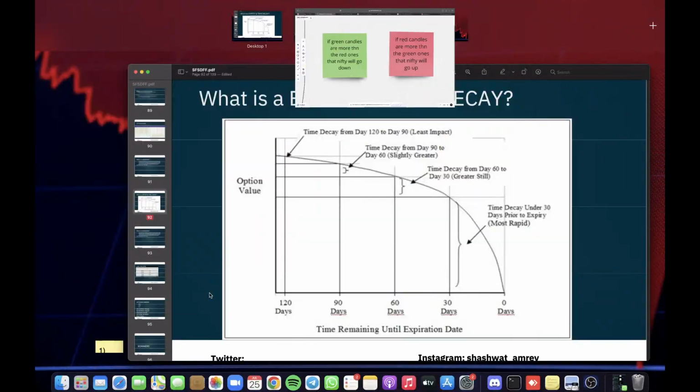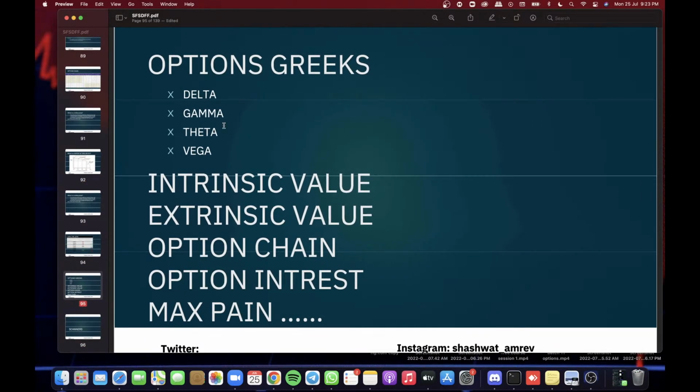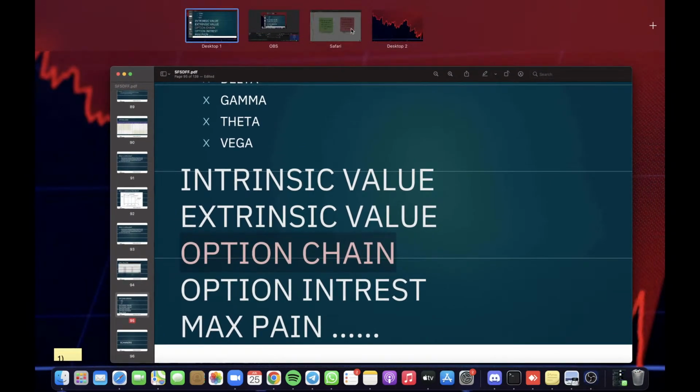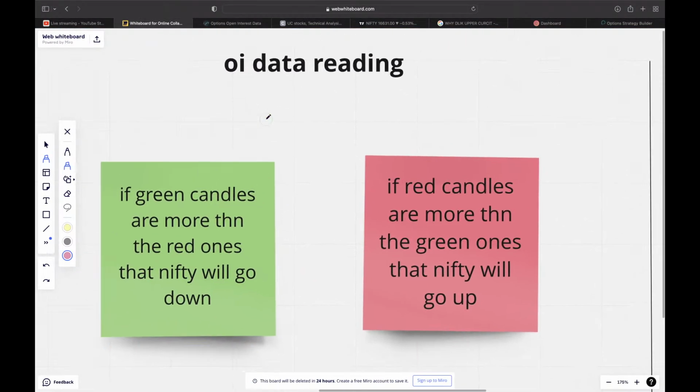Now let's learn about a new thing known as option Greeks. I told you intrinsic value, extrinsic value, option chain, open interest, and max pain. Intrinsic value helps in the formation of premiums. Option chain I have already shown you. Open interest is the total number of outstanding derivative contracts. In very easy words, it is the outstanding total number of contracts.